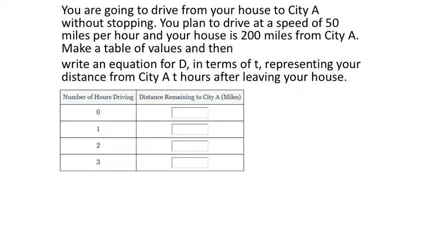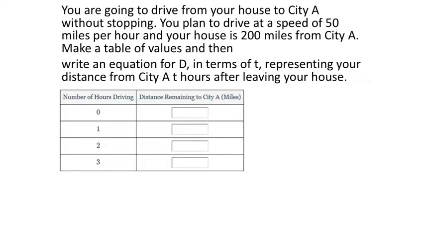So you are going to drive from your house to city A without stopping. You plan to drive at a speed of 50 miles per hour, and your house is 200 miles from city A. Make a table of values and then write an equation for D in terms of T, representing your distance from city A, T hours after leaving your house.